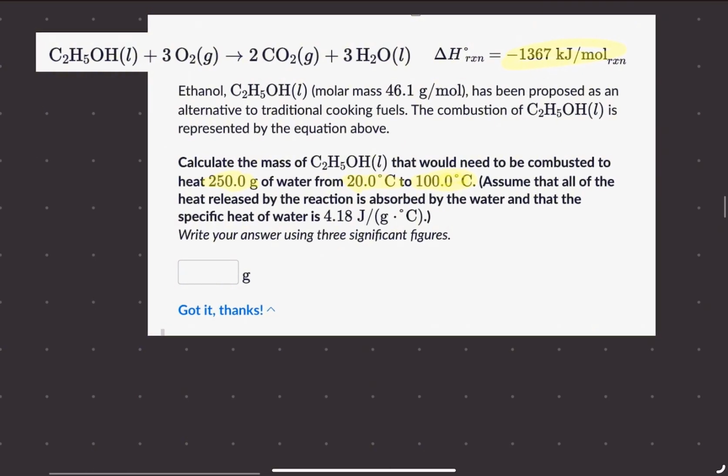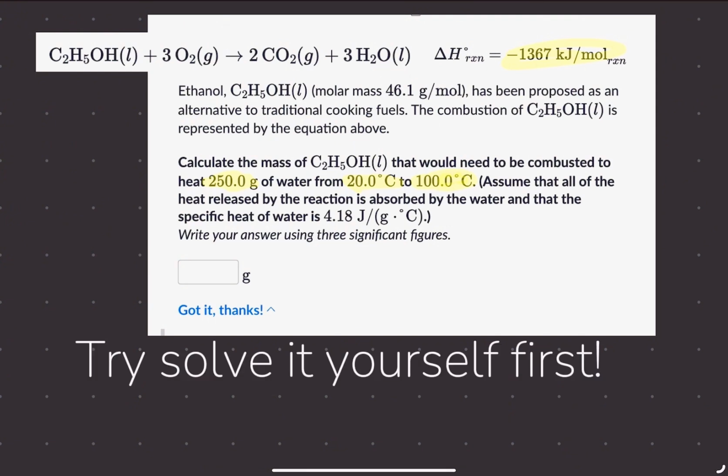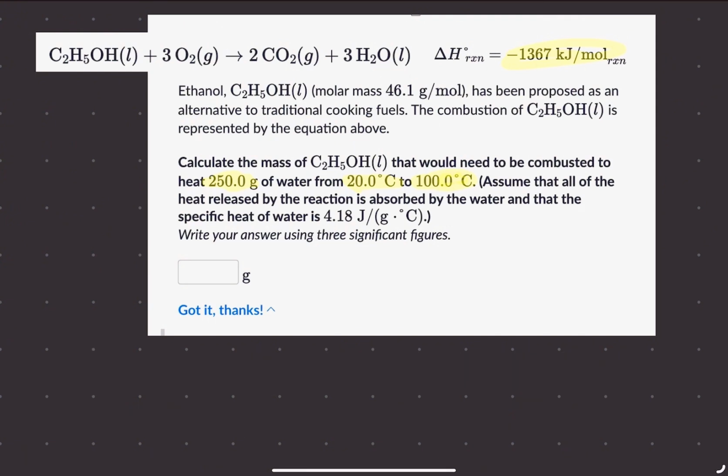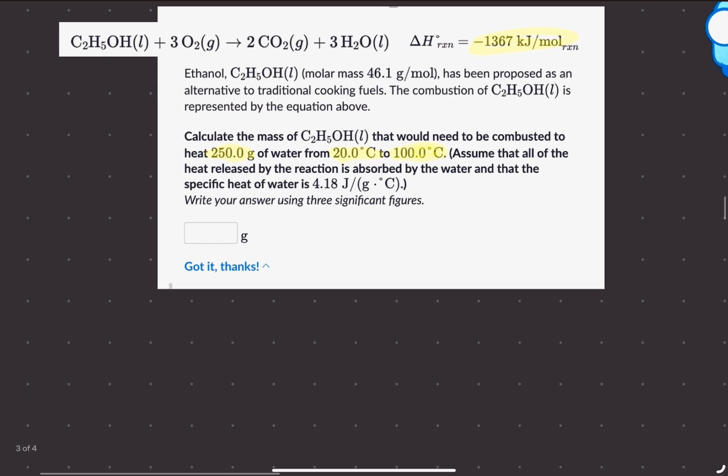So, look at this problem and read it with your brain. After you've read it, you should see that this is very important. All the heat released by the reaction is then absorbed by the water. What this means is that when the ethanol gets combusted, the heat that's released goes to the water and heats the water up from 20 Celsius to 100 degrees Celsius. Okay, and there's 250 grams of the water.